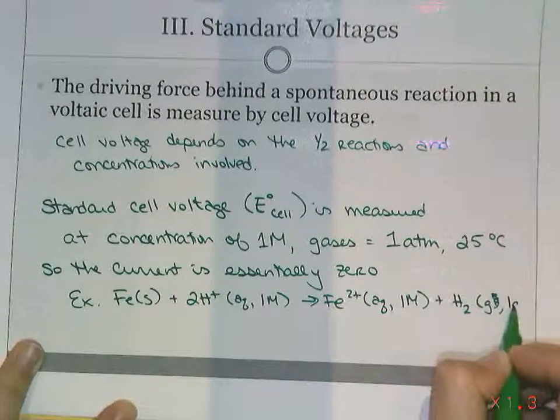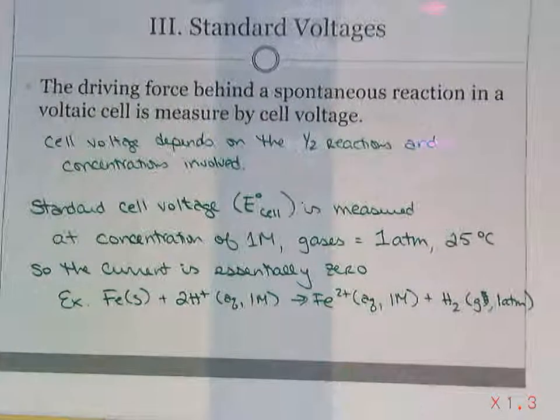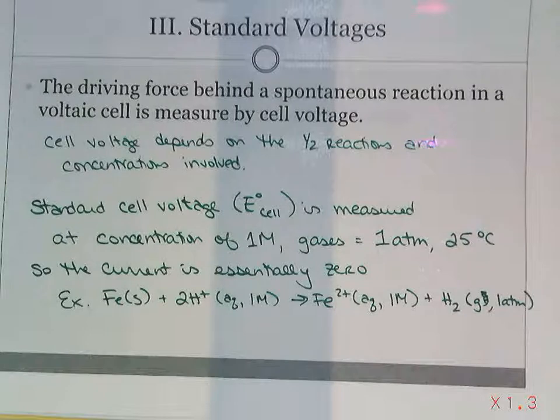All right, so I've made solid iron and some protons at 1 molar, making some iron 2+ at 1 molar and some pure hydrogen gas. Does everything appear to be a standard state? Good, it should, because that's my point. Everybody's at 1, 1, 1, 1.